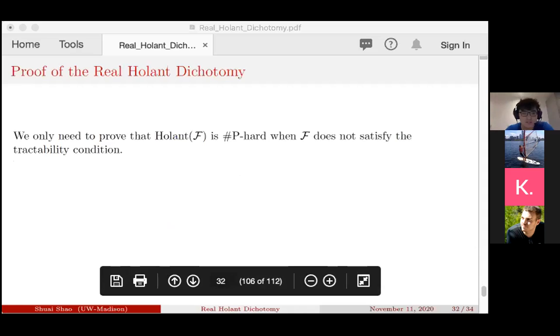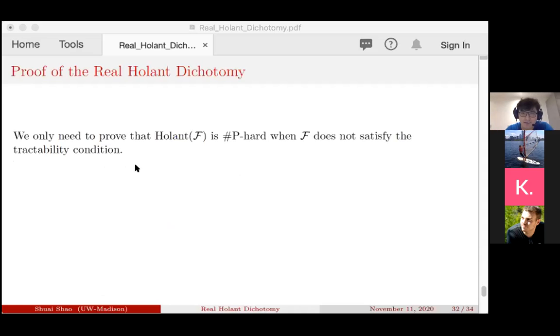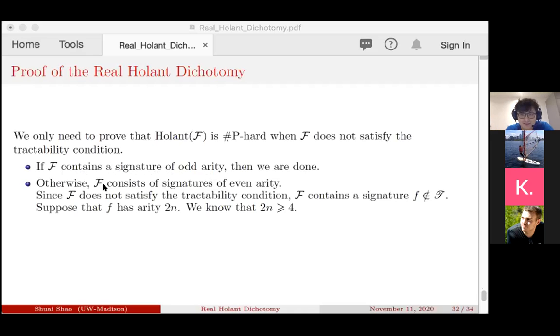Now we can finish the proof of the real Holant dichotomy. Still, we only need to prove that this problem is #P-hard when the signature set does not satisfy the tractability condition. So we only need to prove the #P-hardness part. If it contains a signature of odd arity, then we are already done. Otherwise, this signature set consists of signatures of even arity. Since it does not satisfy the tractability condition, it contains a signature that is not in T. Suppose that this signature has arity 2n. We know that the arity is at least 4.